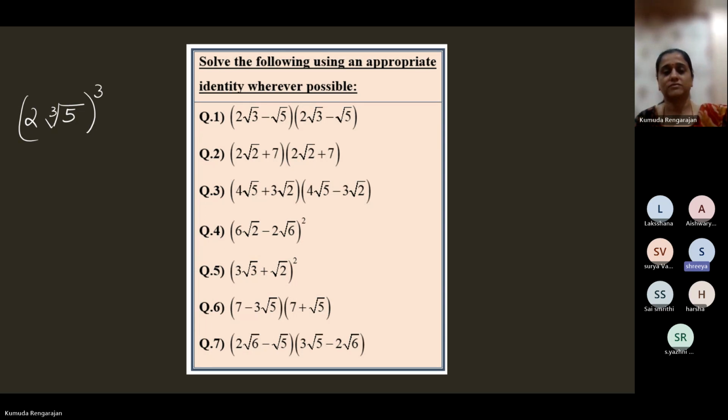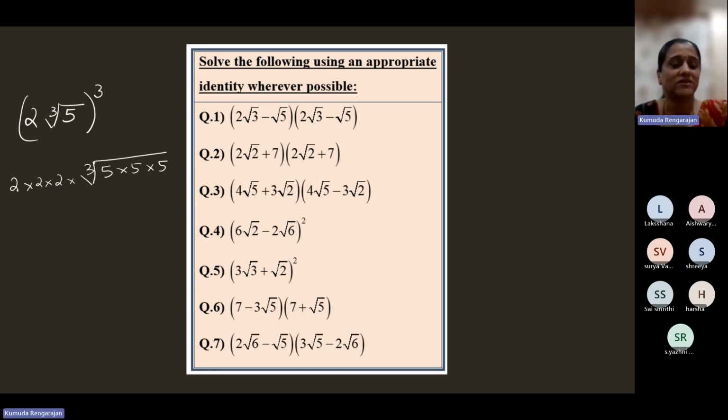Since it's the whole cube, you multiply it 3 times. Correct. Then 2 into 2 into 2 on one side, and cube root sign, and 5 into 5 into 5. Since it's cube root, 5 comes out, then 8 remains. 8 into 5 is 40. Very good. Well explained. Lakshana also. Good.